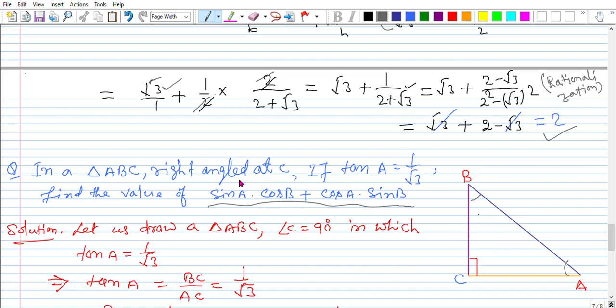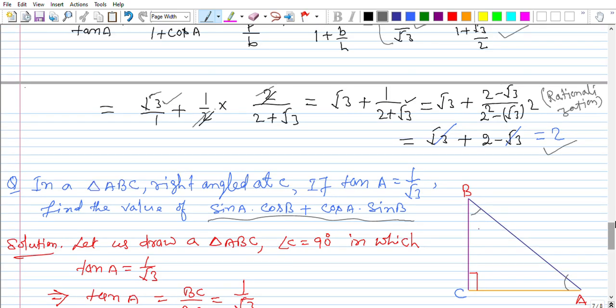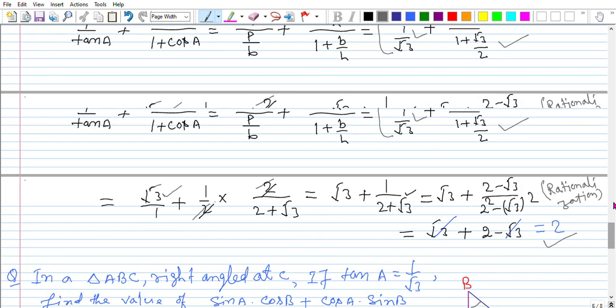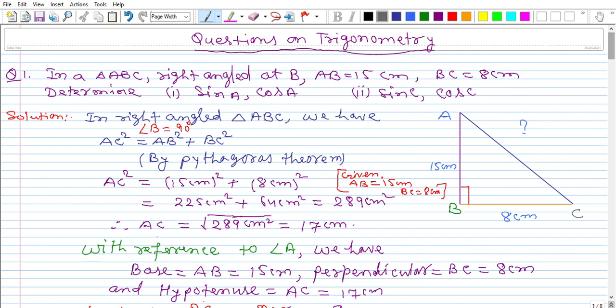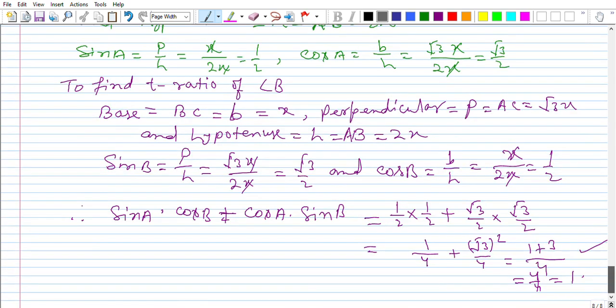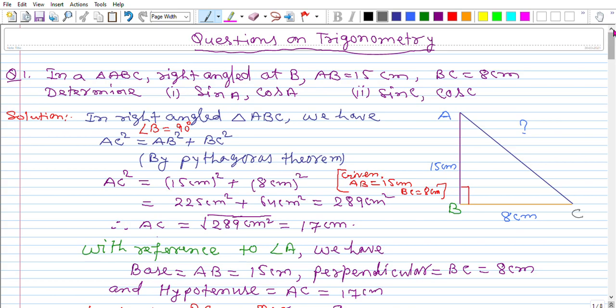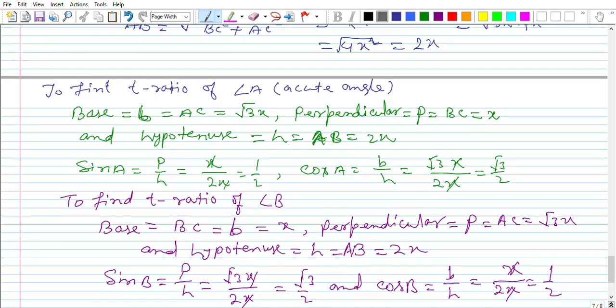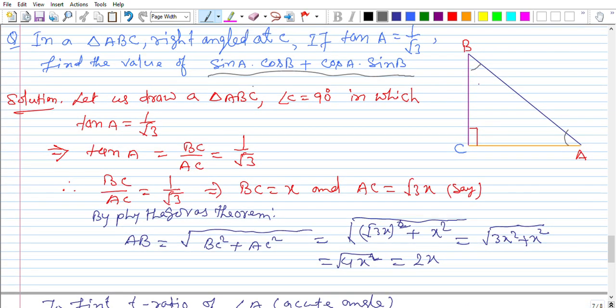In the first question, I think that we have done, no? In the first question, with reference to angle A, with reference to angle C. Am I right? Yes. In the first question we have done with reference to angle A or with reference to angle C. But in this question with reference to A and with reference to B, isn't it? You see here B is an acute angle, very good, and A is an acute angle, C is equal to right angle.